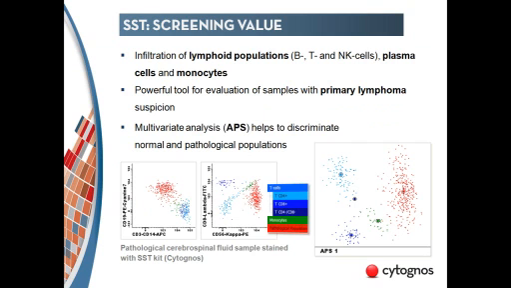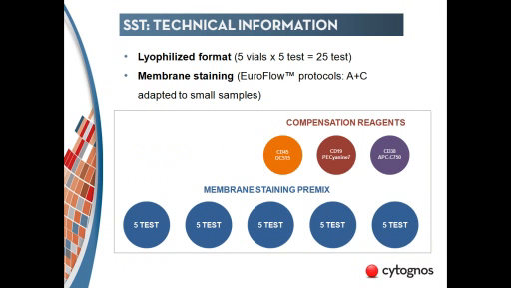You can see here in the picture an example where we are able to distinguish, in a pathological cerebrospinal fluid sample stained with the SST, T cells. We can also distinguish the CD4 and CD8, monocytes, and a pathological population. Doing multivariate analysis, that is the diagram on the right side, we can distinguish clearly and without doubt all populations that we have selected in the other diagrams.